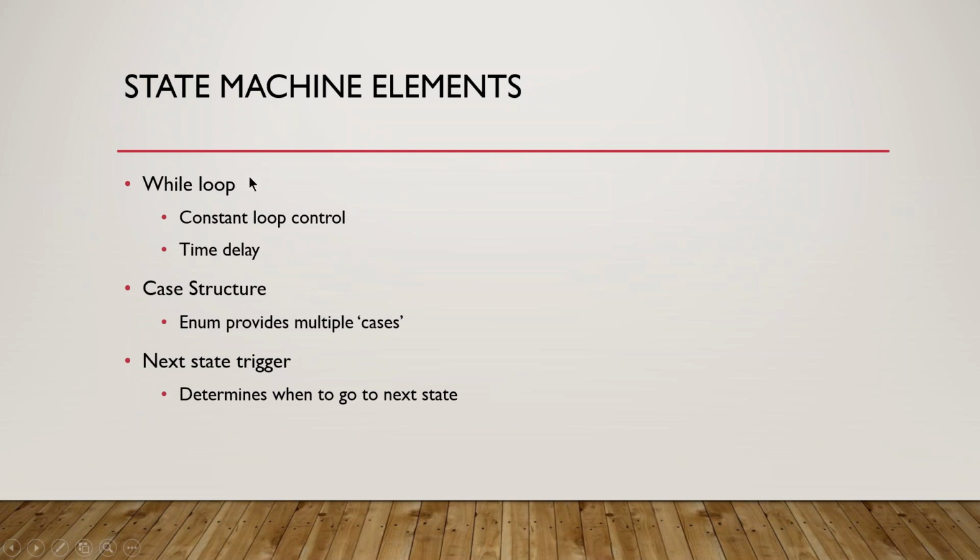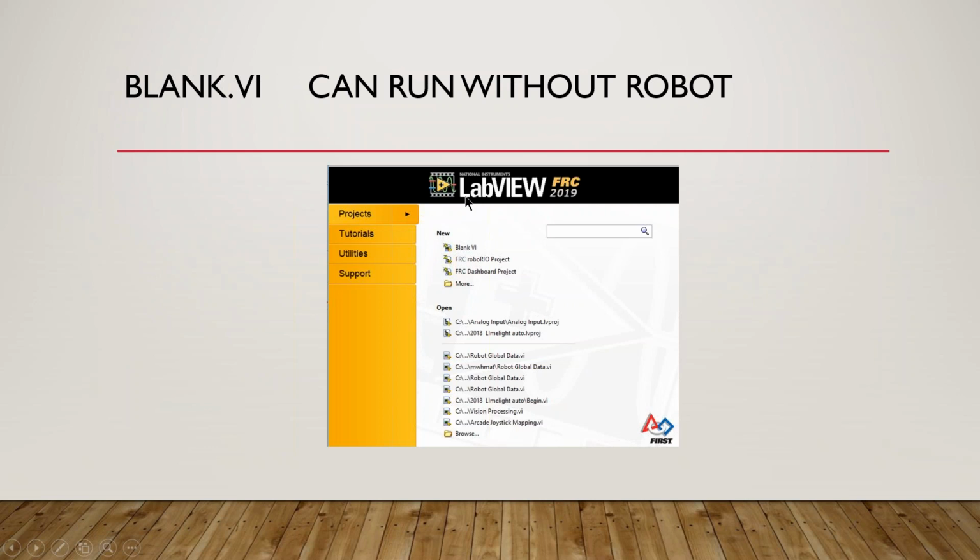The state machine elements include a while loop that's going to have a constant loop control variable fixed, a time delay. It's going to have a case structure that will enumerate each of the cases, and an enum function or variable that allows us to use multiple cases rather than just the two that are in the case structure. And then the next state trigger, which will determine the next state we go to. So again, the advantage is being able to ring all this out in LabVIEW before we have a robot built. So let's jump into LabVIEW.